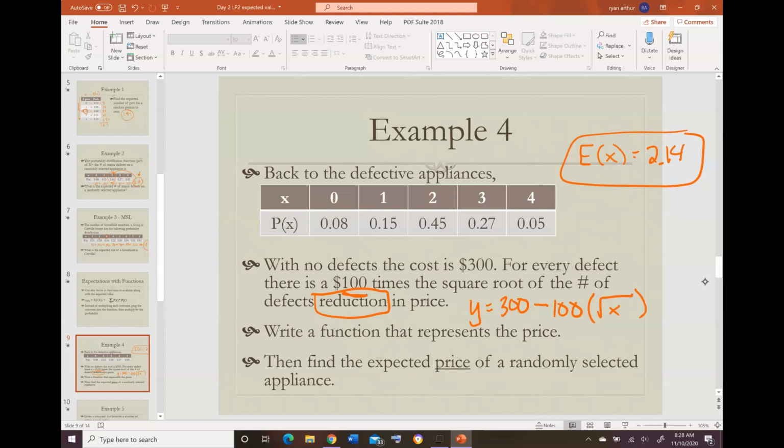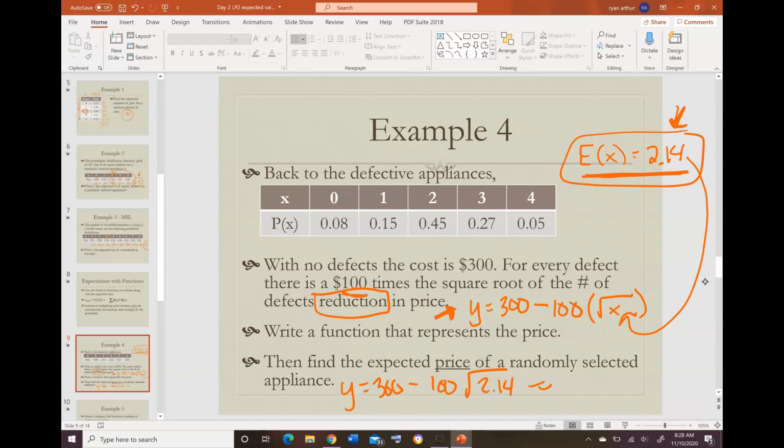Now, I want to find the expected price of a randomly selected appliance. So I've already found the expected value of how many defects I could possibly have. Now I want to put a price to that expected value. Well, this function right here is going to show you how much you're going to pay for an appliance. But I want to find the average cost that I could pay. Well, this is the average amount of defects I could have. So I'm going to plug that average into this X, and that's going to give me that average price. So I'm going to say Y equals 300 minus 100 times the square root of my expected value.